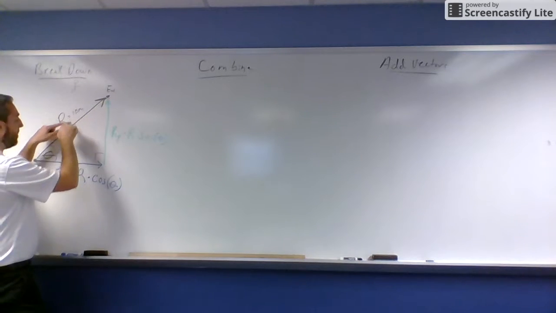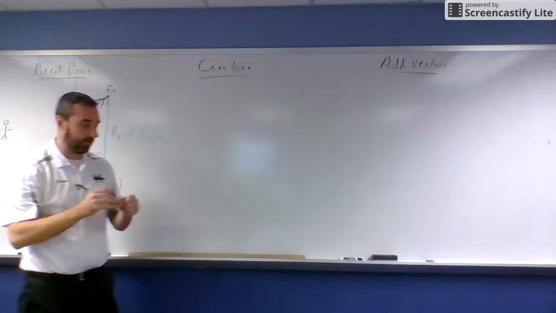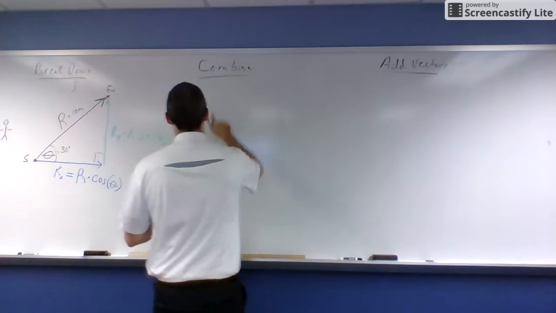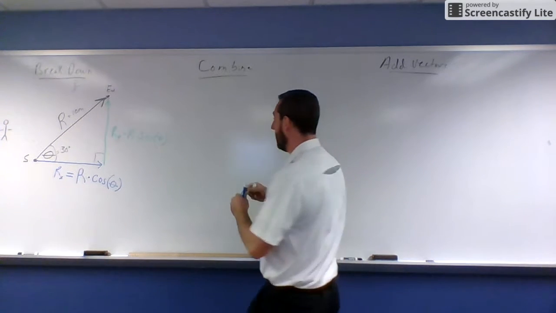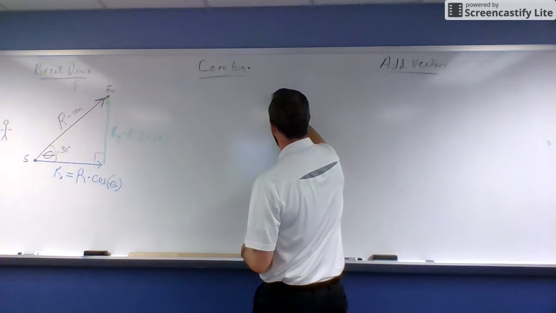So if I know R and I know theta, I can break it into these two pieces, and that lets me think about the vector a little differently. Now, let's do the next step. Let's try to combine them. What if instead of having the vector, I have these two components?